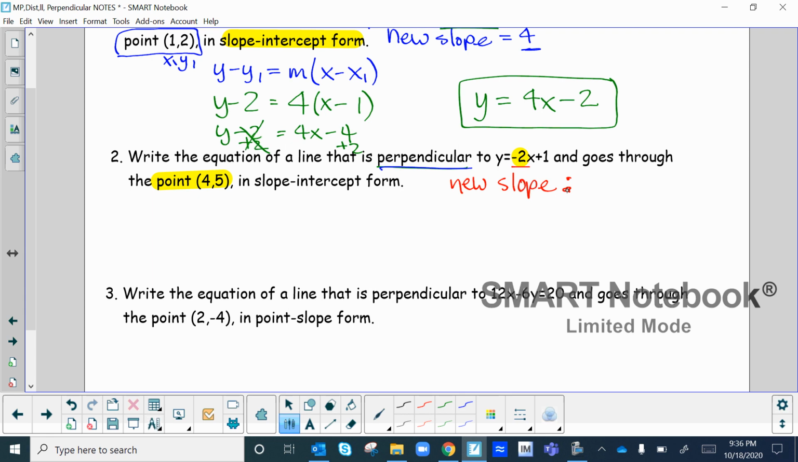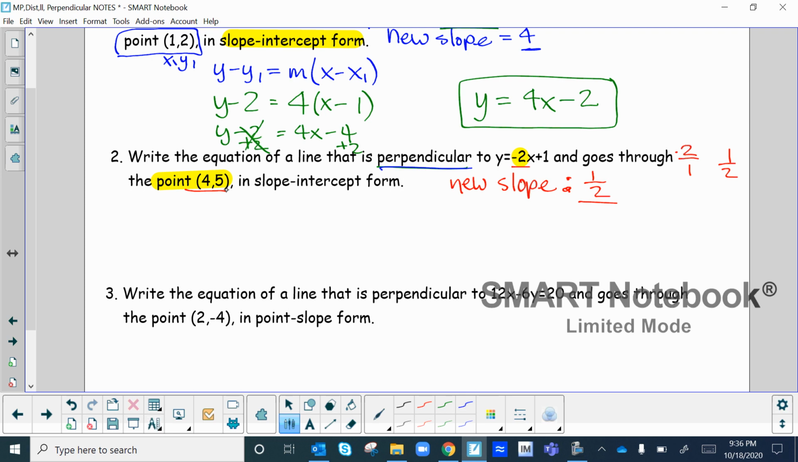And what is the reciprocal of 2? So think of 2 as 2 over 1. So what is the reciprocal of that? 1 over 2. And remember, this one was negative, so we want that to be positive. So our new slope is 1/2. That's important that we have to use that. So we know the line goes through (4, 5), and we know our slope is 1/2. And we want to write it in slope-intercept form again.